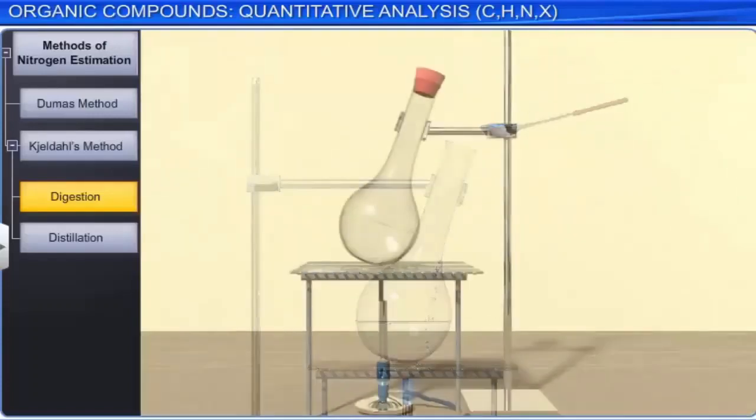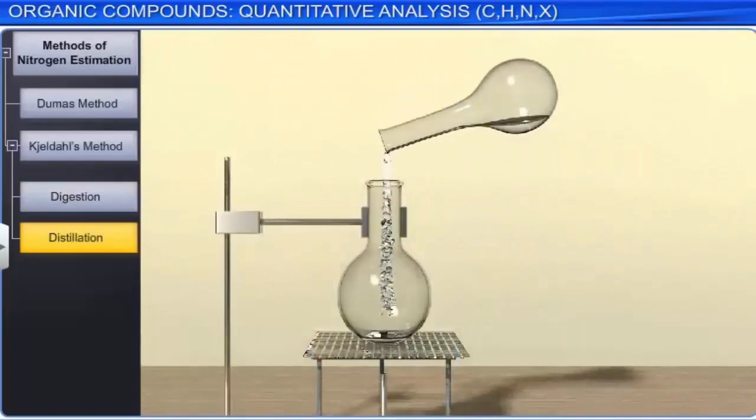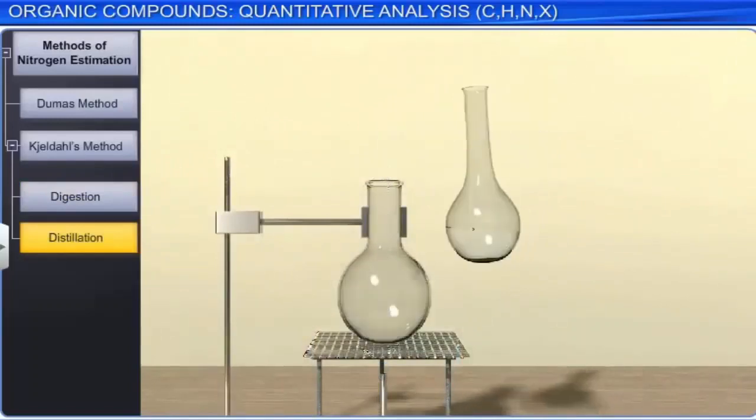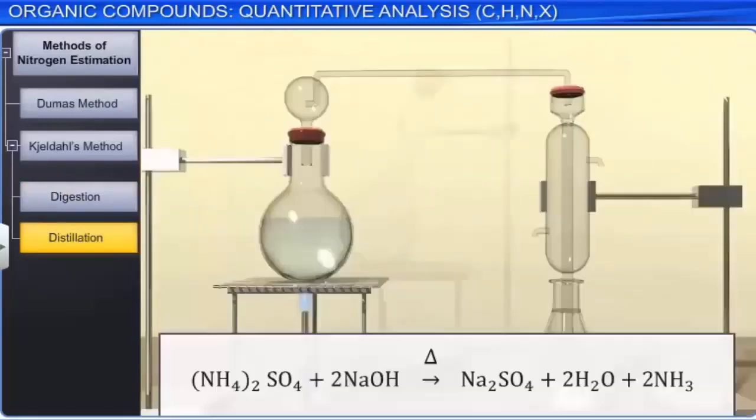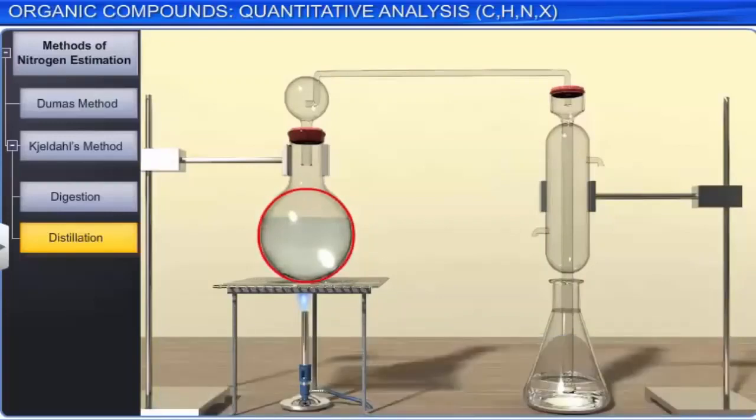Now, the contents of the flask are cooled and transferred into a distillation flask and heated with concentrated sodium hydroxide to liberate ammonia gas. This is the distillation stage.